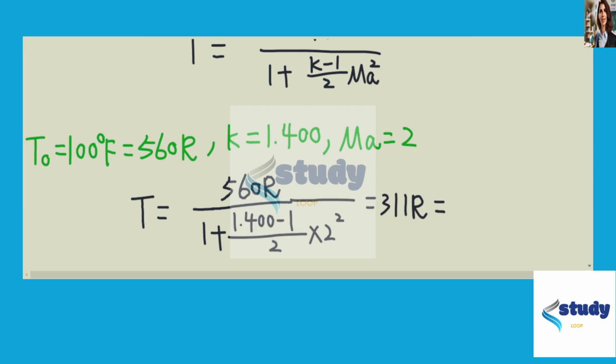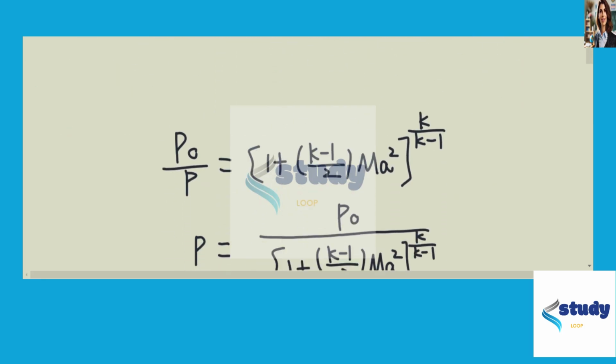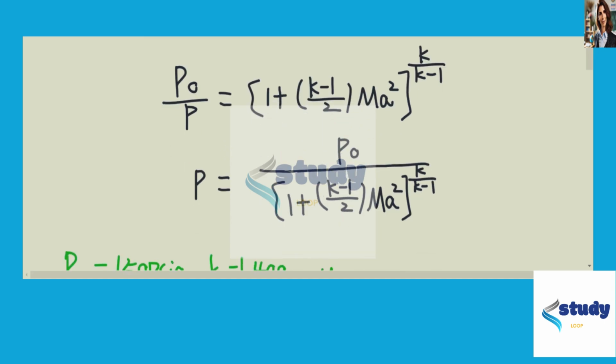If we convert it to degrees Fahrenheit, it's about negative 149 degrees Fahrenheit. So now let's determine the pressure for the test section. We have P is equal to P0 over 1 plus (k minus 1) over 2 times Ma squared, to the power of k over k minus 1.